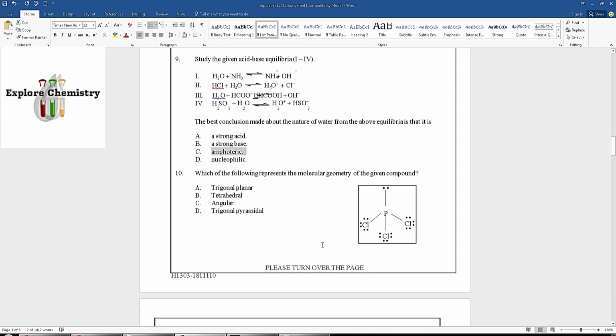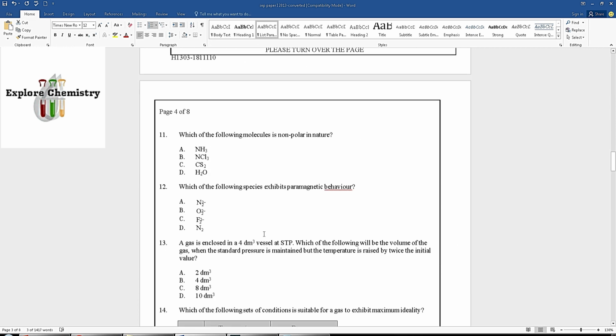Number 10, which of the following represent the molecular geometry of the given compound? This is the lone pair. These are 3 bonds and geometry is trigonal pyramidal because it is the shape like pyramid. Option D is the correct answer.